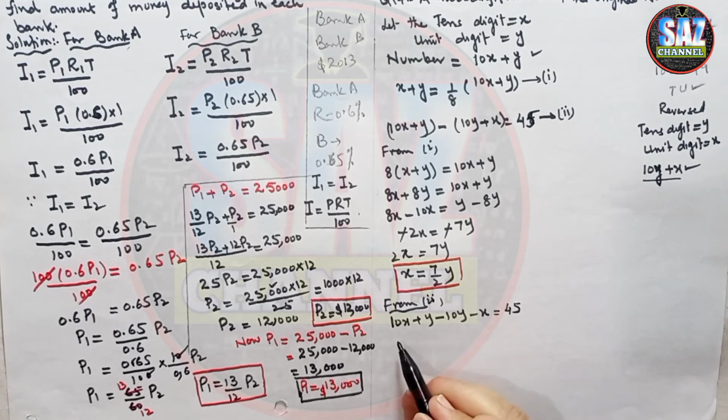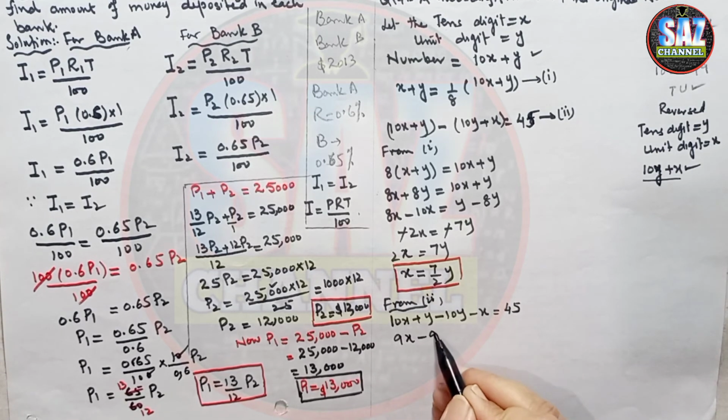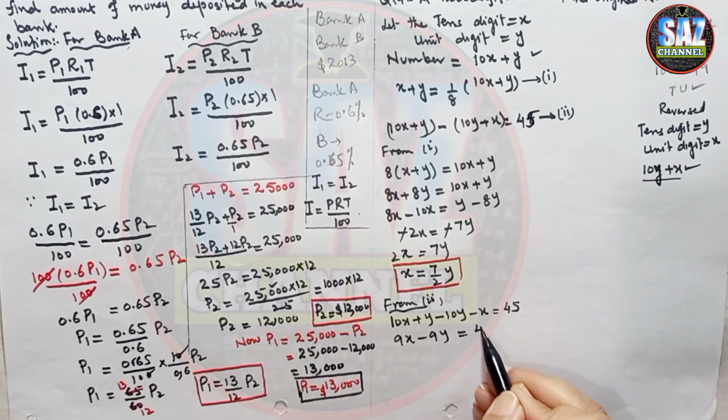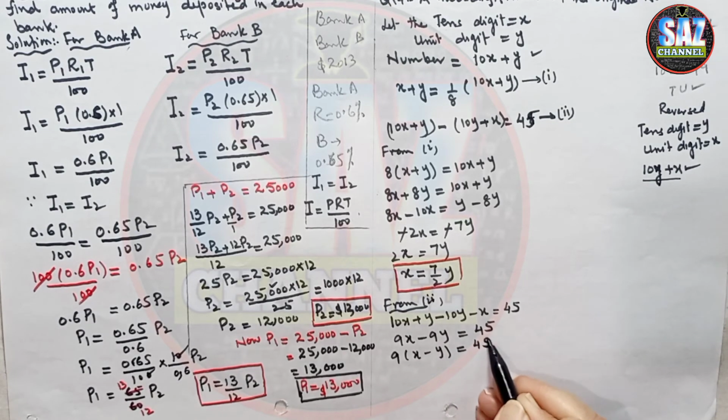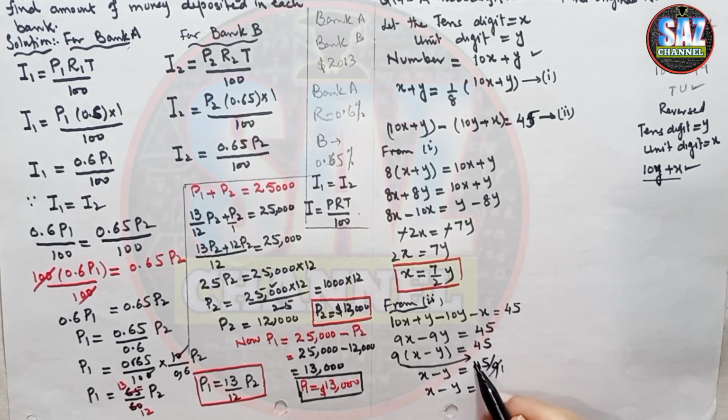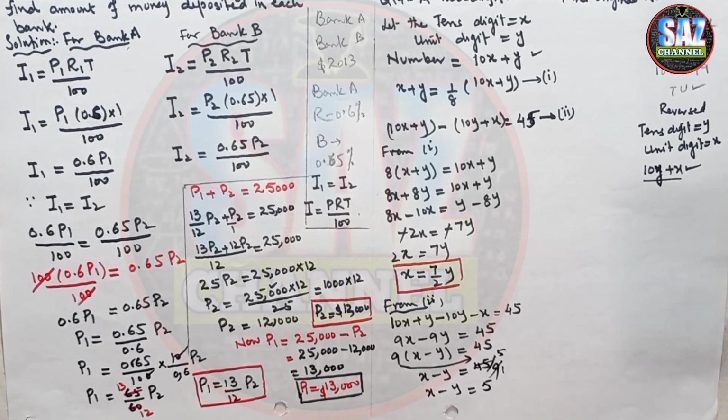10x minus x, 9x minus 9y equals 45. Take 9 as a common factor. x minus y equals 45 by 9. Shift 9 to the other side and the equation will take the form x minus y equals 5, because 9 ones are 9 and 9 fives are 45. You should have a good command of the tables as well. Now I'm getting the simplified equation here from the second condition.